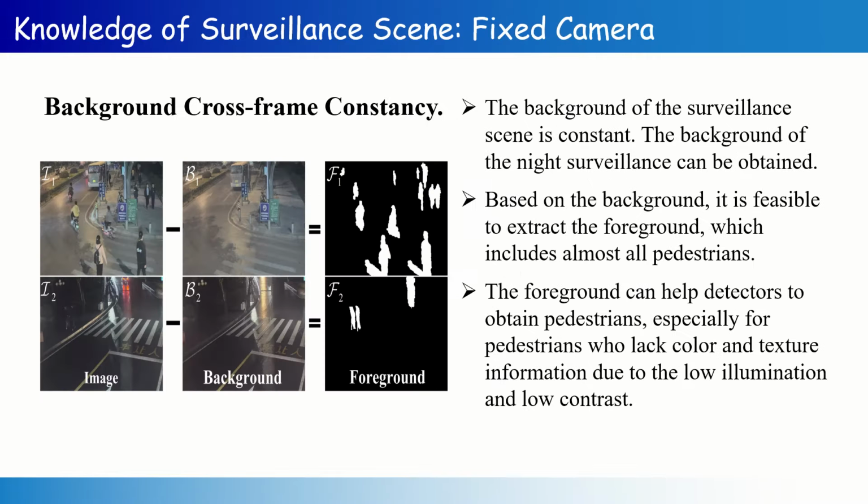For the constancy knowledge, the cameras of night surveillance are mostly fixed. The background of different frames in the same camera is constant, and the background of the night surveillance can be obtained. Based on the background, it is feasible to extract the foreground, which includes almost all pedestrians. The foreground can help detectors to obtain pedestrians, especially pedestrians who lack color and texture information due to low illumination and low contrast. We named this phenomenon background cross-frame constancy.